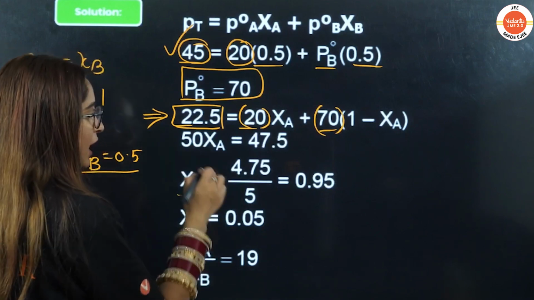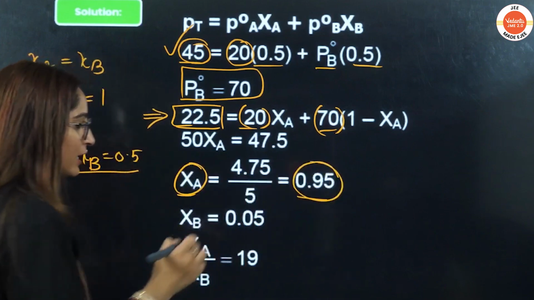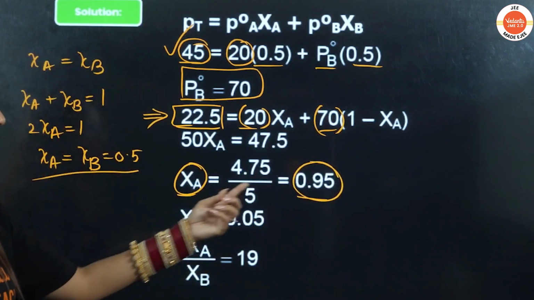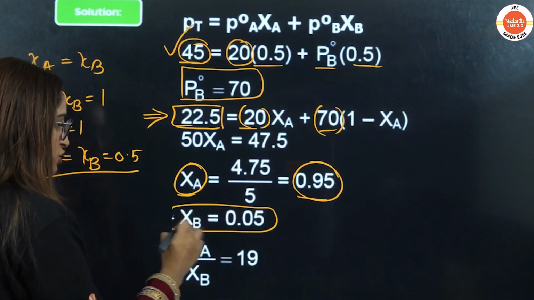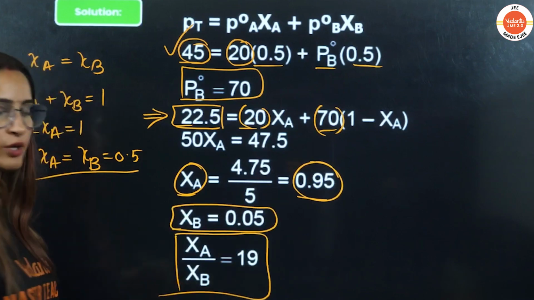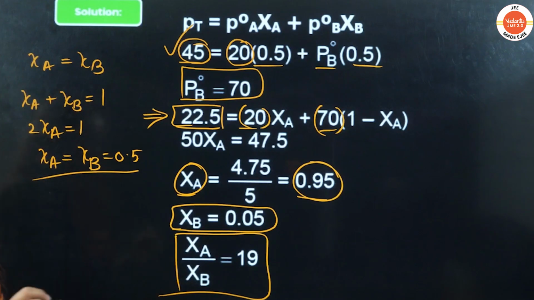We have solved the mole fraction of A here, coming out to be 0.95. Then subtract it from 1, and you will get the mole fraction of B. Taking the ratio here, it will come out to be 19.